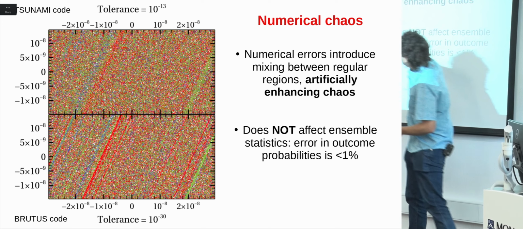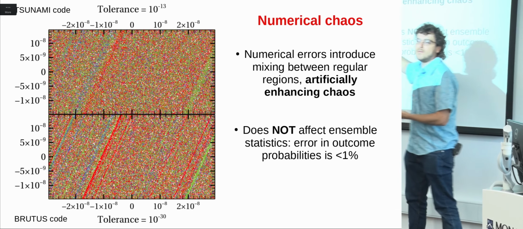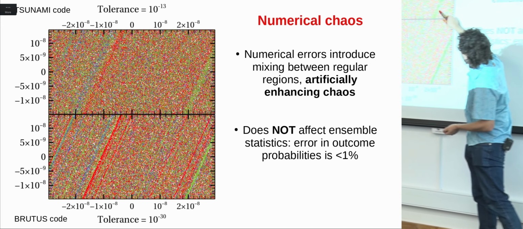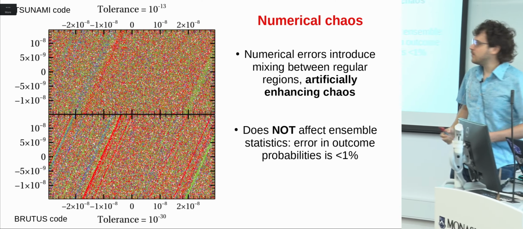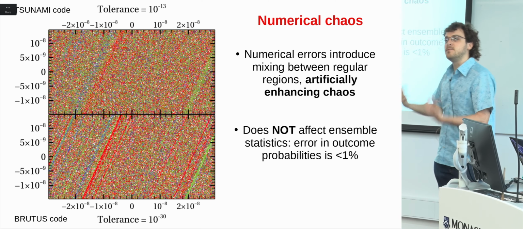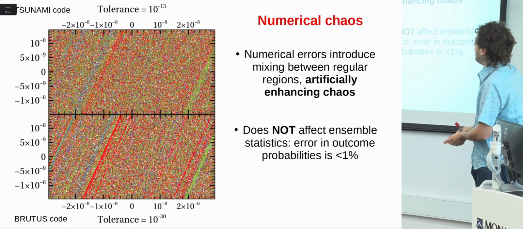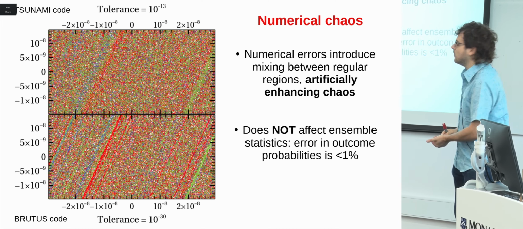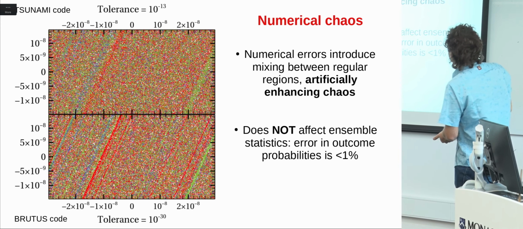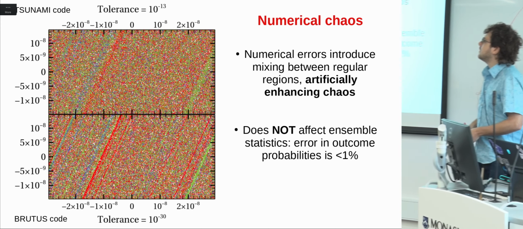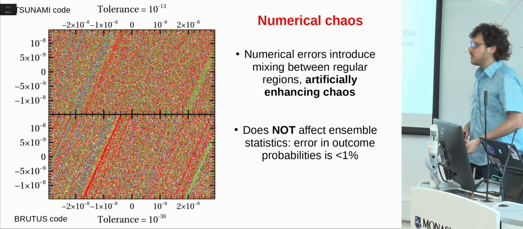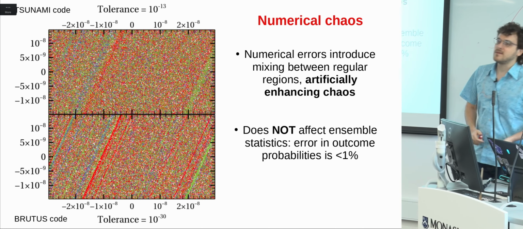And you see what happens when we have numerical errors. Our phase space starts to become fuzzy, and what were regular strips start to mix into the phase space. And we have what I call numerical chaos. And so numerical errors enhance the mixing in the phase space, but they do not affect ensemble statistics.